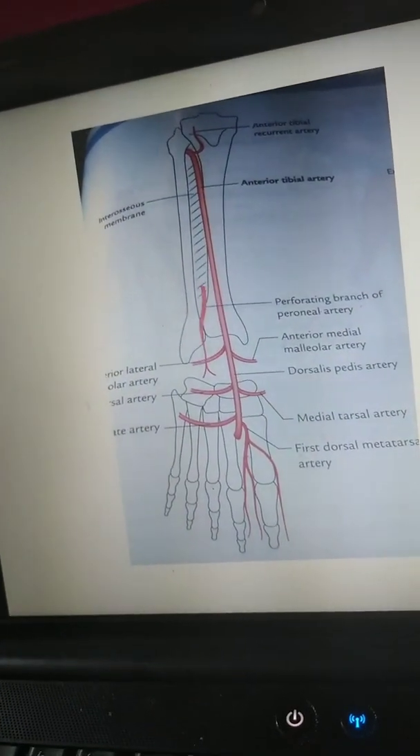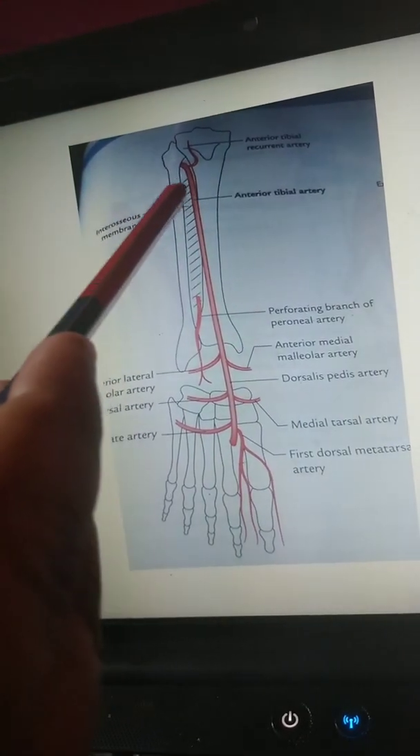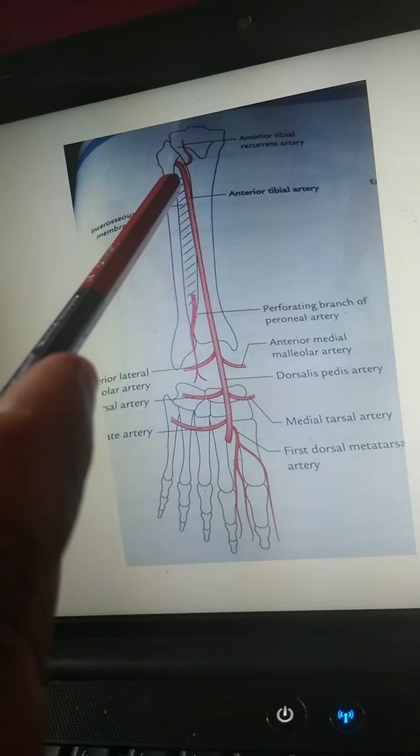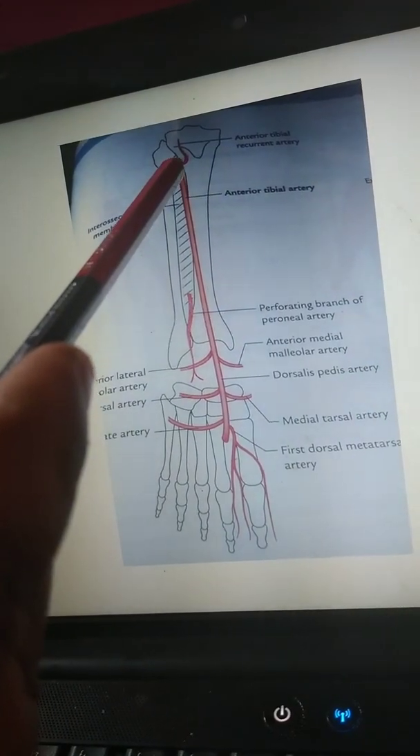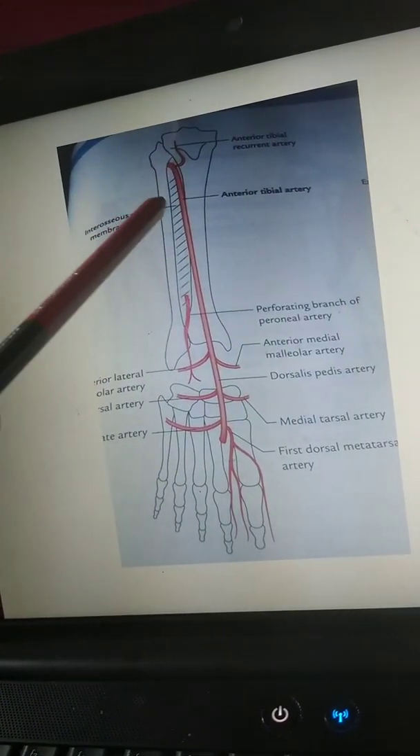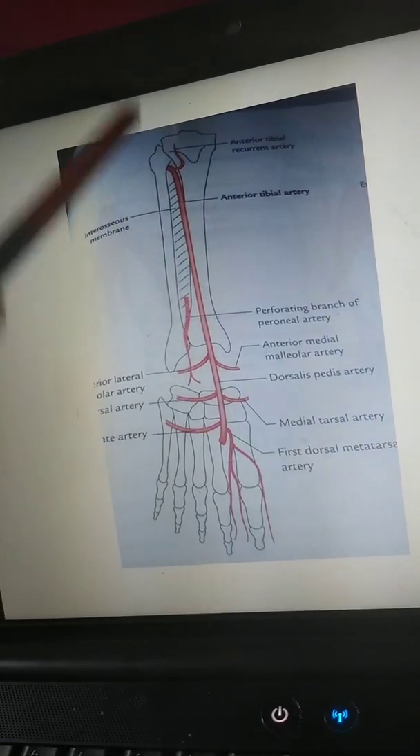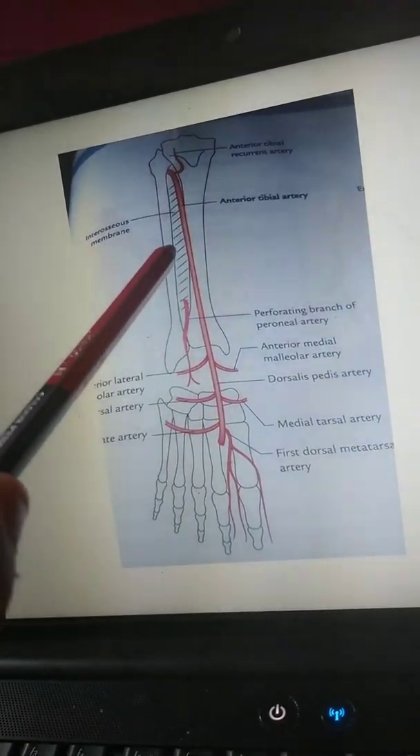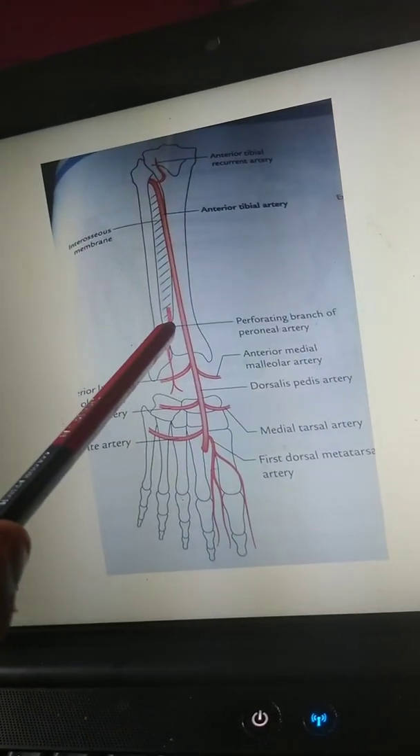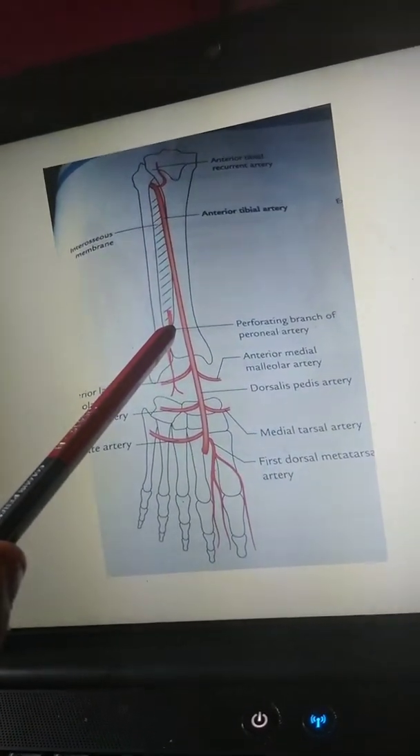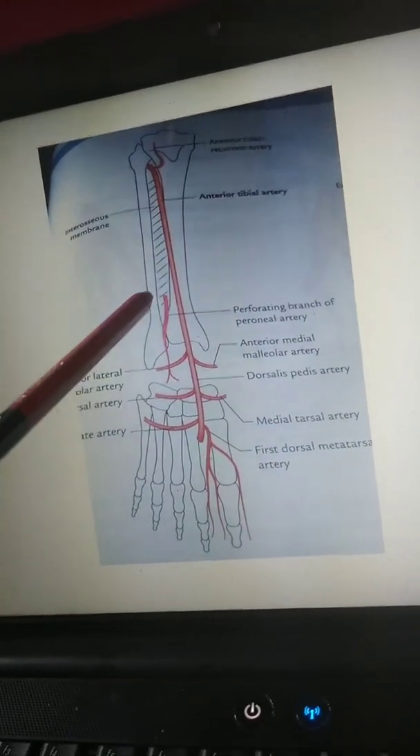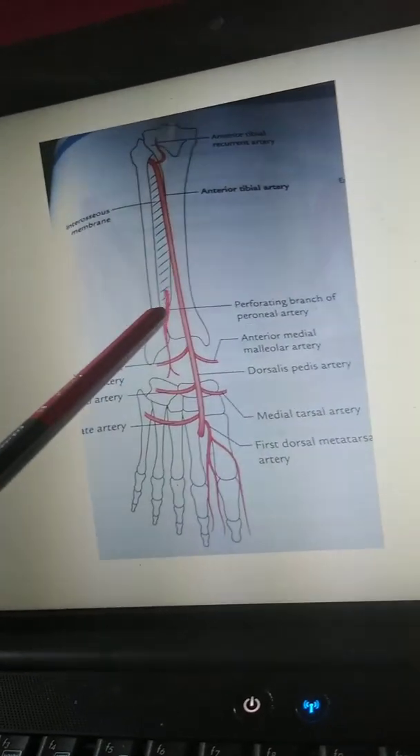Now anterior tibial artery. Anterior tibial artery is the main artery of the anterior compartment of the leg. It corresponds to the posterior interosseous artery of the forearm. The blood supply of the anterior compartment of the leg is reinforced by the perforating branch of peroneal artery. Therefore, the size of the peroneal artery is inversely proportional to that of the anterior tibial artery.